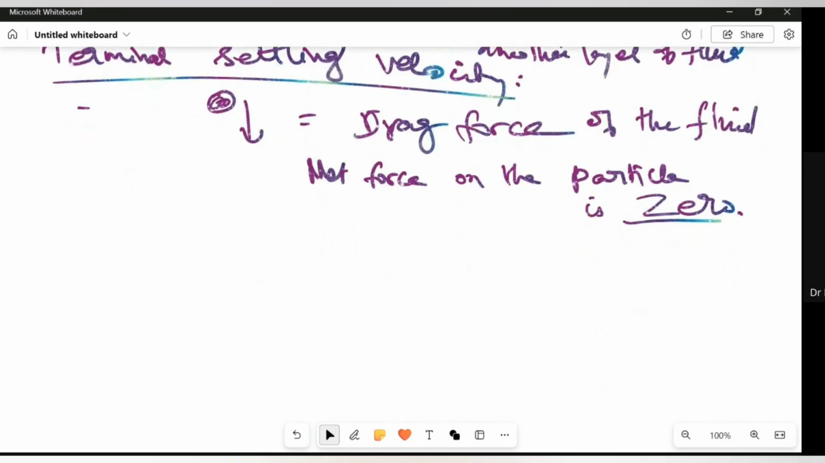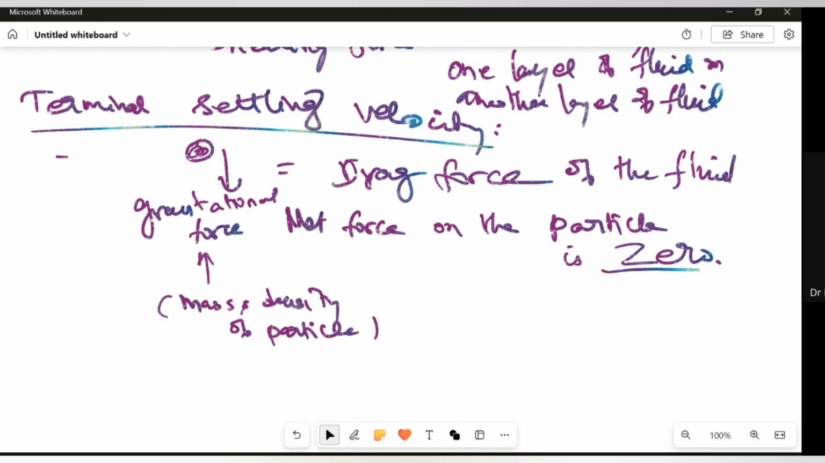So now we are talking about two forces here, gravitational force and drag force. What is this gravitational force? The force of gravity that pulls the particle downwards. The magnitude of this force depends upon mass and density of the particle. Now, what is this drag force?